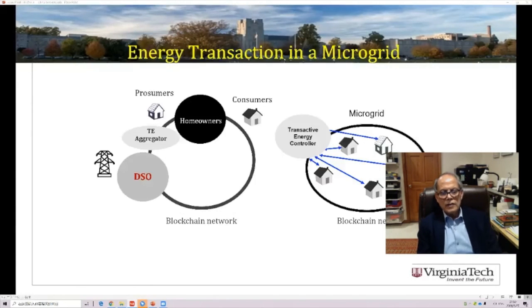On the right-hand side, I have the microgrid, which is many homes in the microgrid. They are buying and selling from each other. I say transactive energy controller, and all the tracking of who buys at what price from whom is done using a blockchain network. Next slide, please.